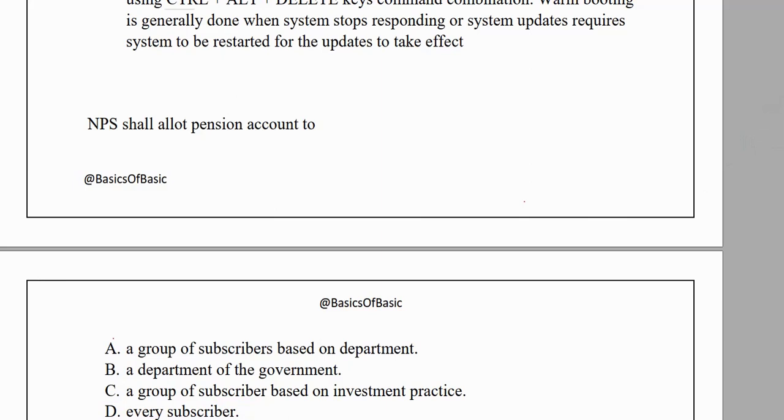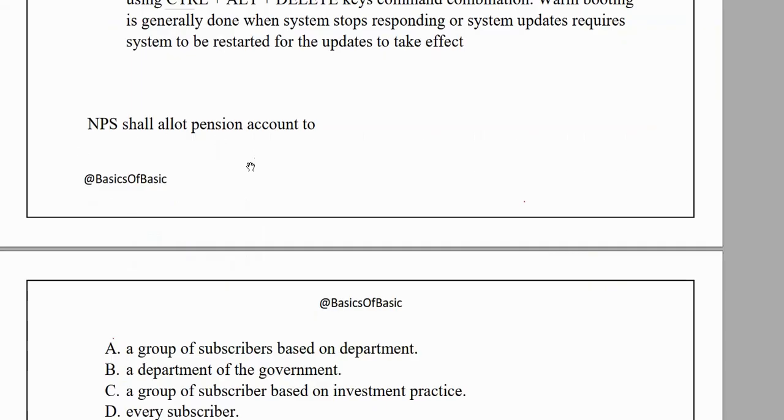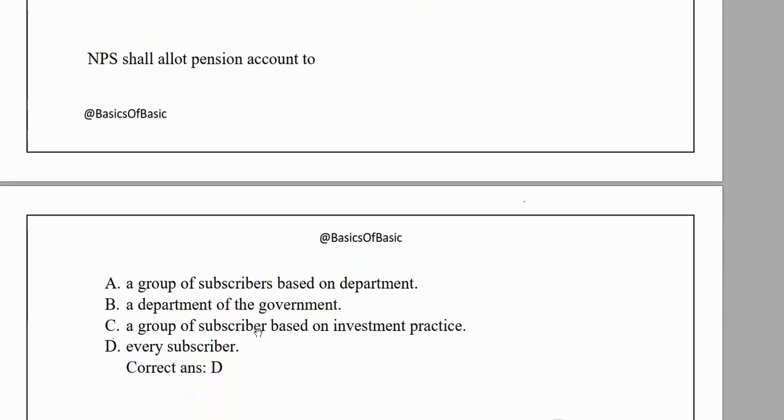Okay, you may wonder from which topic this question has appeared. So I'll show you. Okay, wait. On the screen you can see the syllabus. Most of them were asking about service rules and establishment rules. So what are service rules and establishment rules? They are not with respect to Navodaya Vidyalaya only. Yes, Navodaya Vidyalaya service rules and establishment rules will be asked, but the service and establishment rules with respect to different regulatory bodies of the government of India will also be asked. So the meaning of this is nothing but the question which I showed: the NPS shall allot pension account to... This was one example of a question from that category.